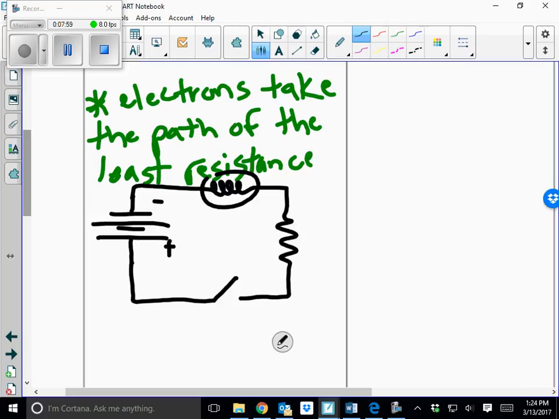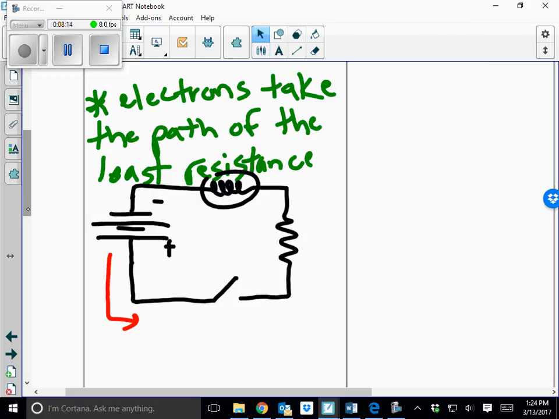And if you notice, when you trace the path, the electrons can only go one way. So once I close the switch, they can go through it, they go through the resistor, and the energy will light up the light bulb, and we'll actually build one of these in class.